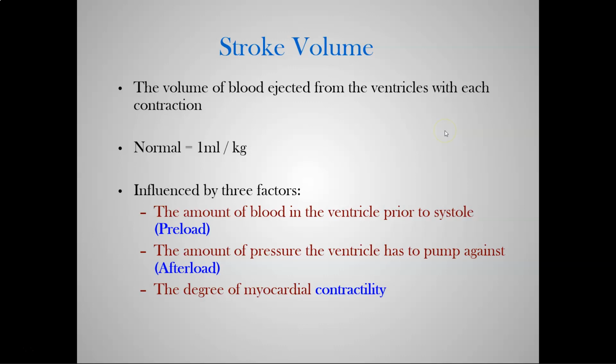So here's a big wink, wink, shooting star. The three, and you may see this on the test. The three main factors that assess or alter stroke volume are preload, afterload, and contractility. Okay. The amount of blood in the ventricle prior to systole. So, in other words, how much did I fill you?